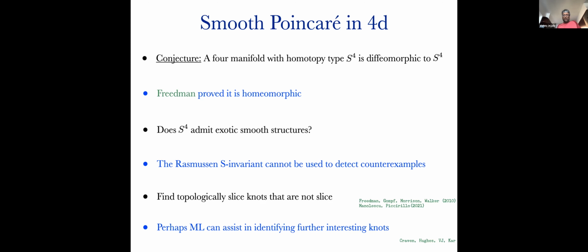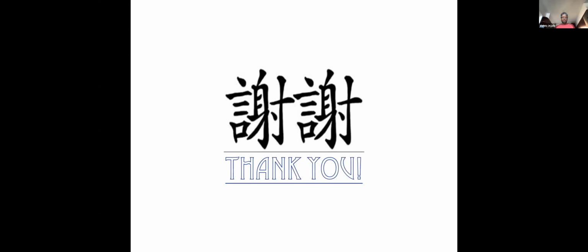So Manolescu and Piccirillo earlier this year identified candidate knots that, if one can study their sliceness, one may be able to find counterexamples to the smooth Poincaré conjecture. I think these knots did not work eventually, but it may be interesting to use machine learning to identify further interesting knots to look at. And this is work I'm thinking about lately with Jessica and Arjun, but also with Mark Hughes. So I'll stop there. Thank you very much.